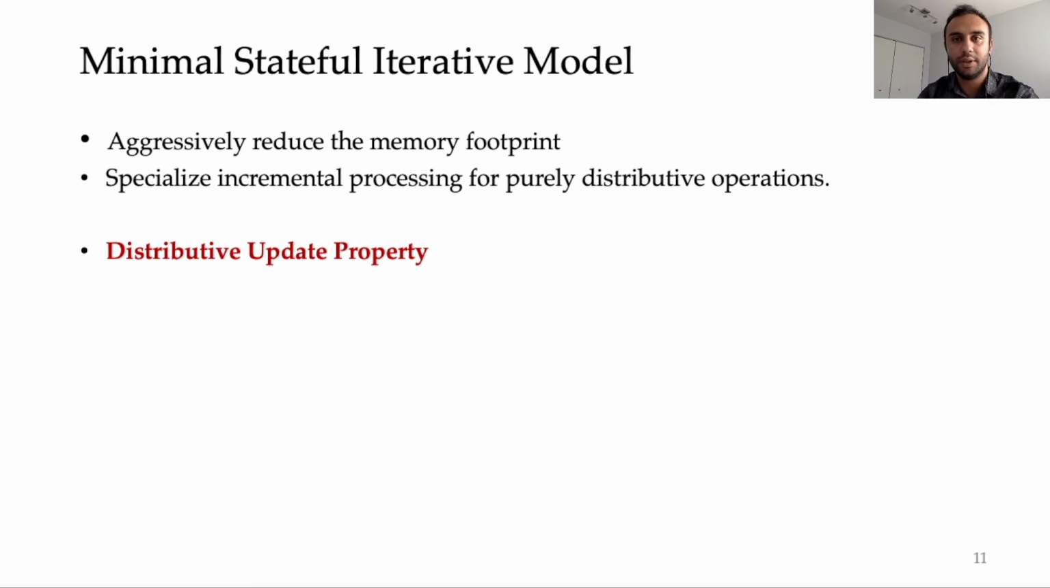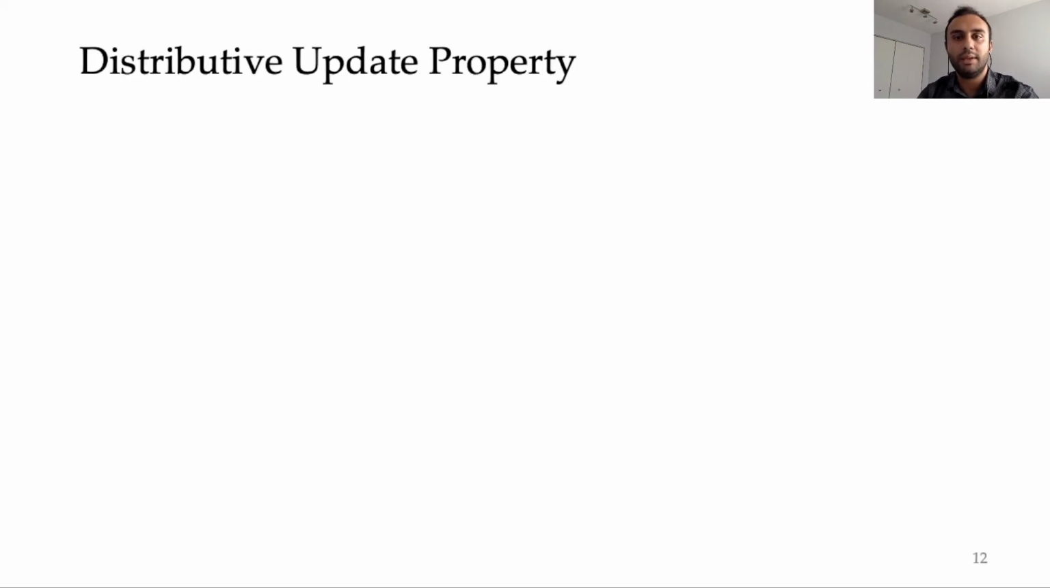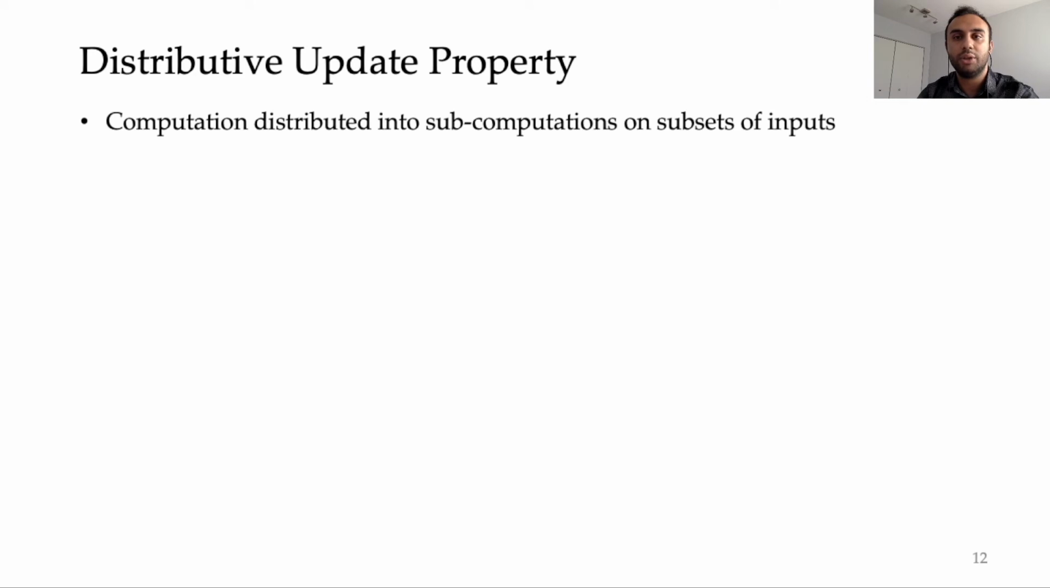Here, we specialize the incremental processing for certain algorithms that involve purely distributive operations, which we model as the distributive update property. So what is the distributive update property? It basically states that the computation for a single vertex can be fully distributed into sub-computations on subsets of its inputs. I'll skip the theoretical details of this property here. If interested, check out our paper.